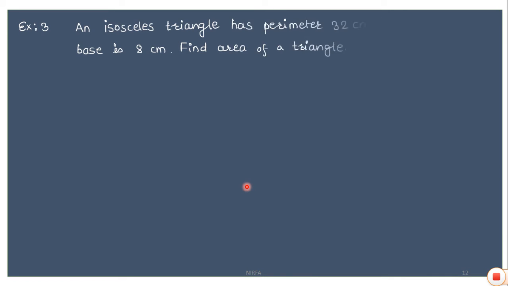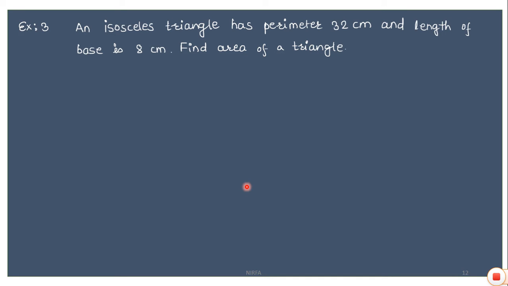Now let's have example number 3. Here an isosceles triangle is given. The two equal sides in an isosceles triangle are called the legs of that triangle, and the third side of an isosceles triangle is called the base of the triangle.